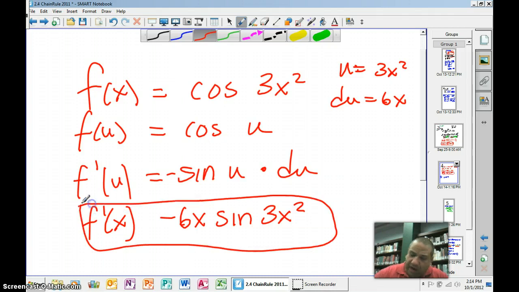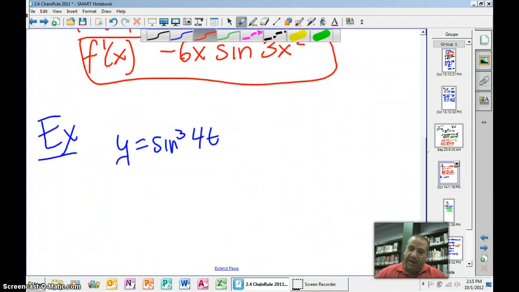Now, the Marashio hint. Ready? This is like a check mark. The Marashio hint is you take the derivative of whatever the angle is and multiply it by it. There's the derivative of the angle, right here, 6x. Multiply that. All right? That's the little Marashio hint. Let's do another one. More trig functions, more happiness.